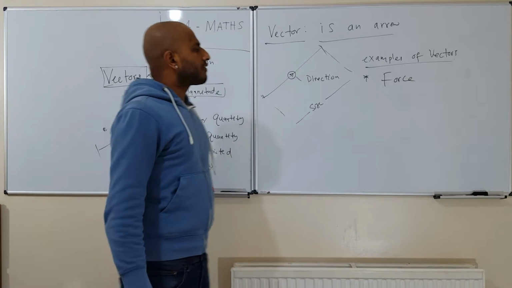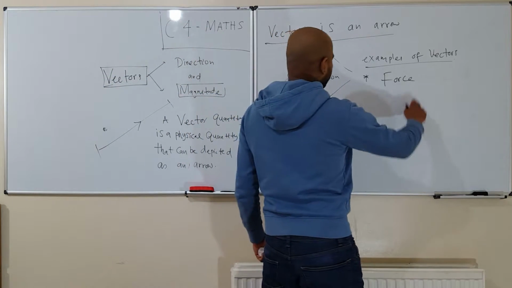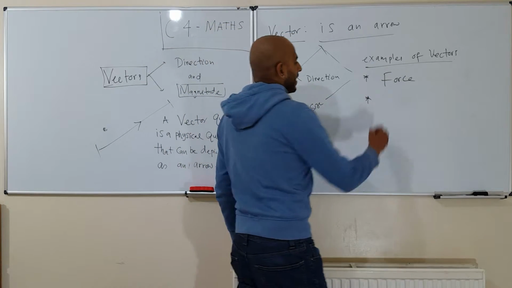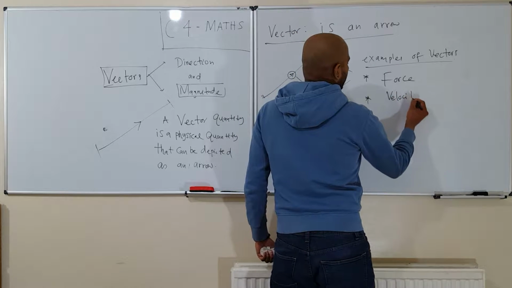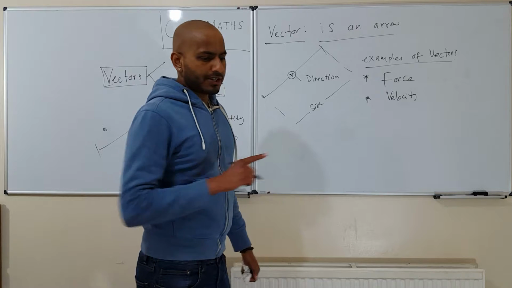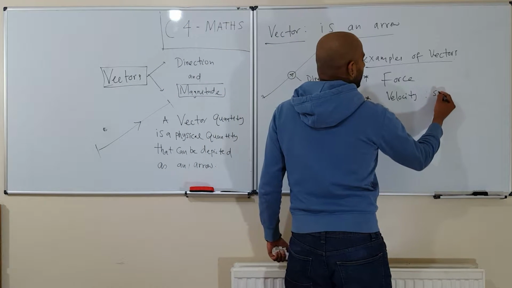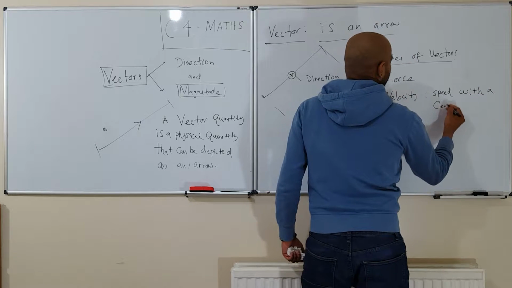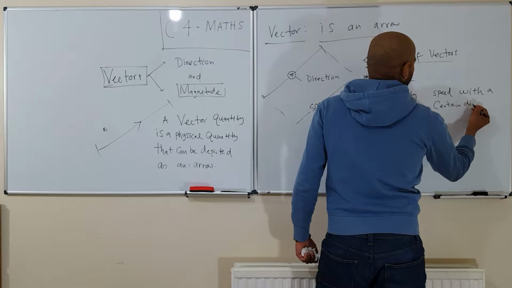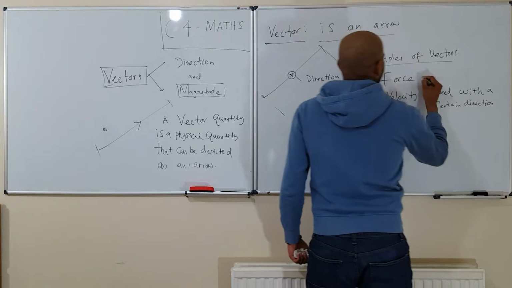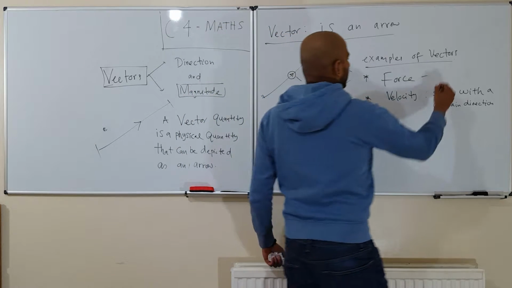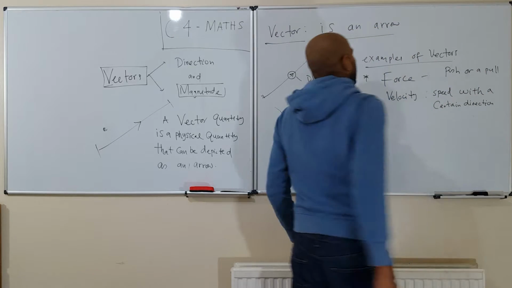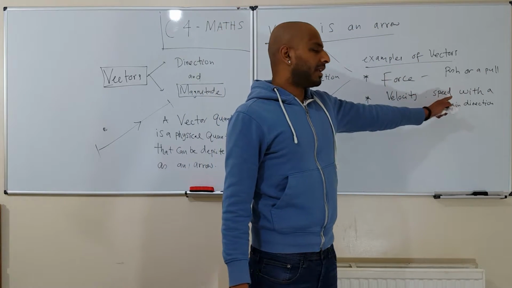So force is one of those vectors. There are some others too. We have other things like velocity. Velocity means speed with a certain direction. On the other hand, force means push or pull. The reason I'm writing these things is that you can clearly see there's a direction incorporated with it and also a size.